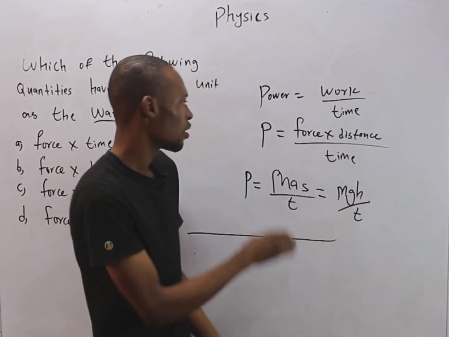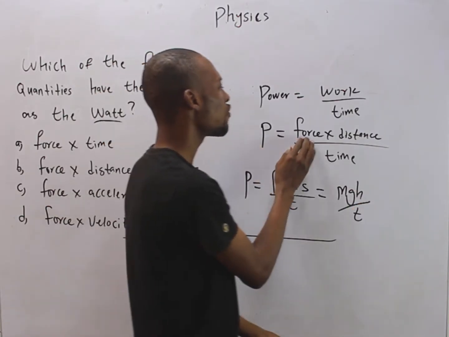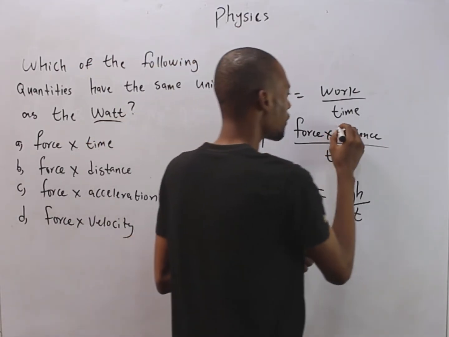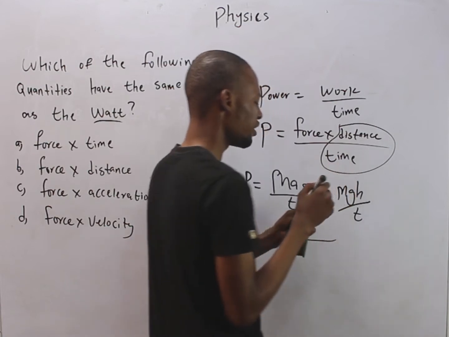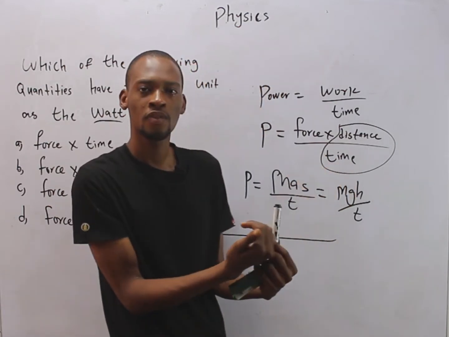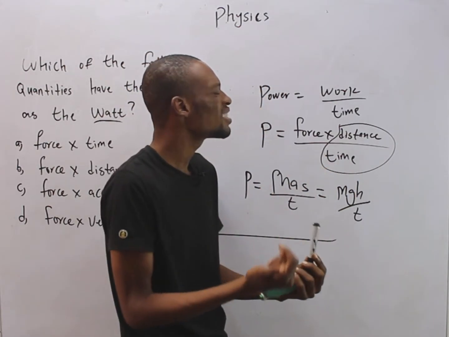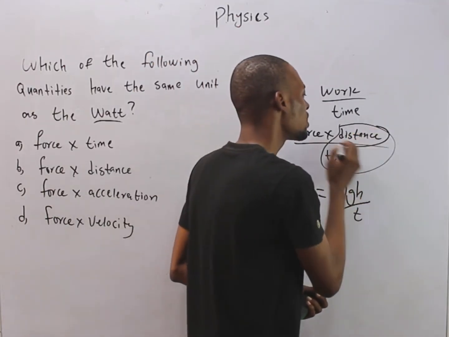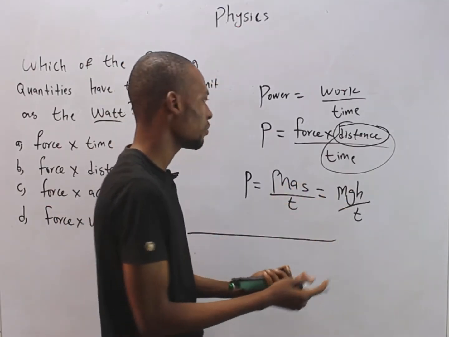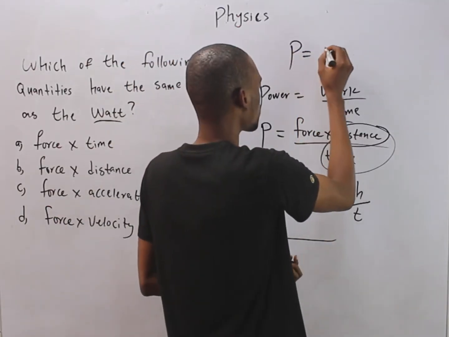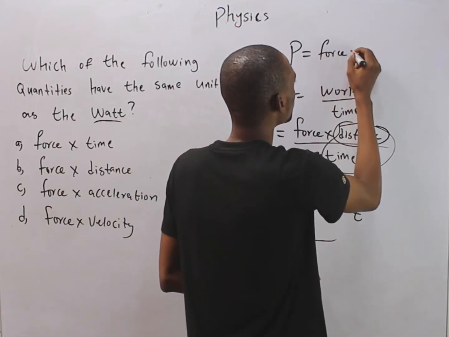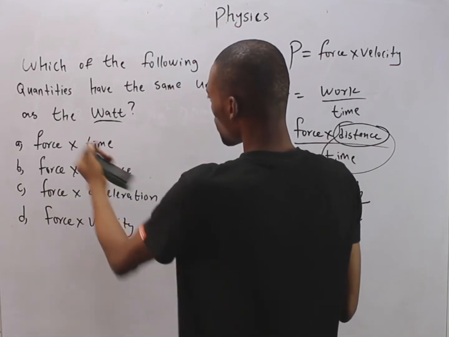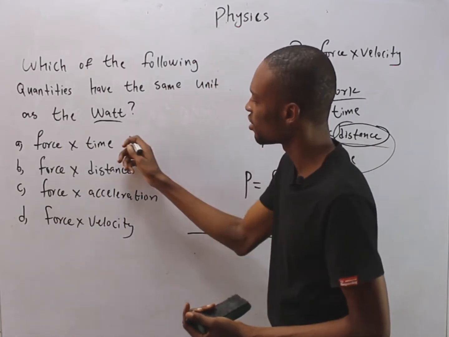Now look at this. From power equals force times distance over time, take a look at something. What is this? This is distance over time. And what is distance over time? It is simply velocity. Velocity is change in displacement, which is distance, all over time. This means power is also equal to force times velocity. Option A, force times time. No.